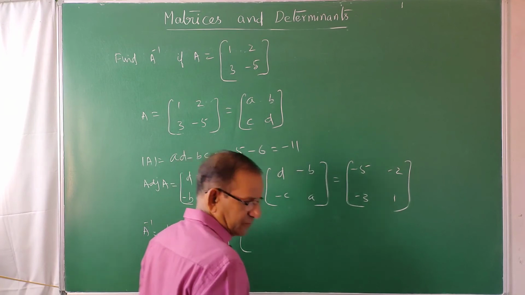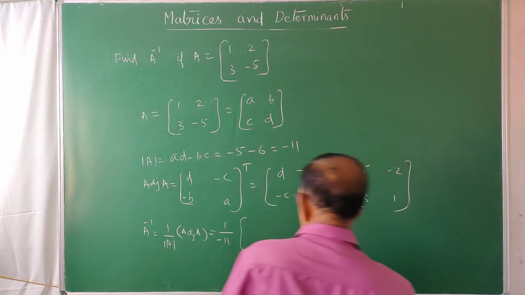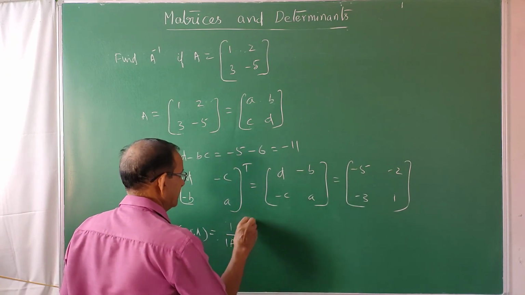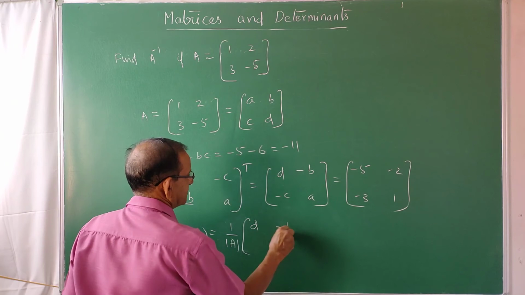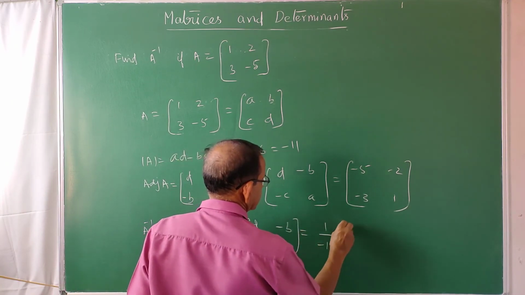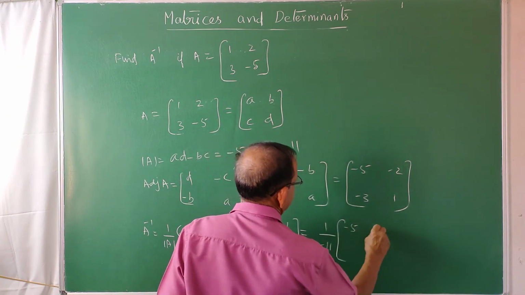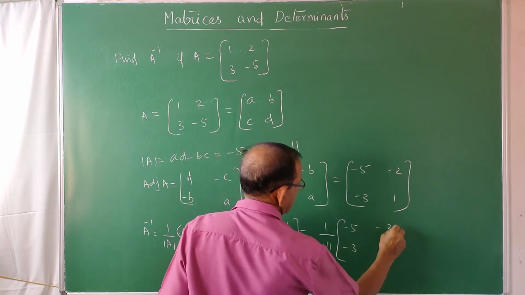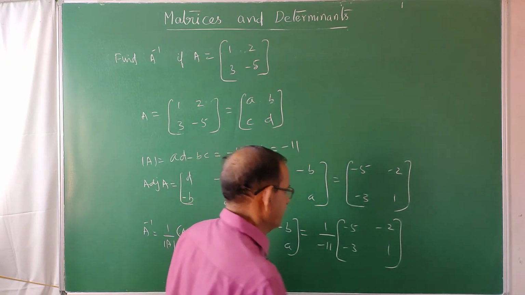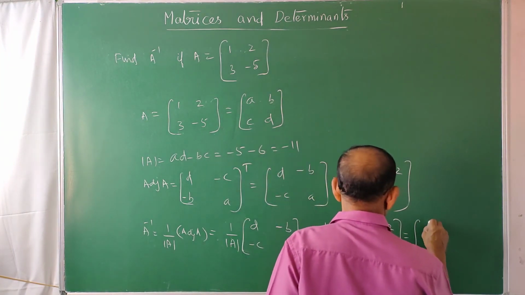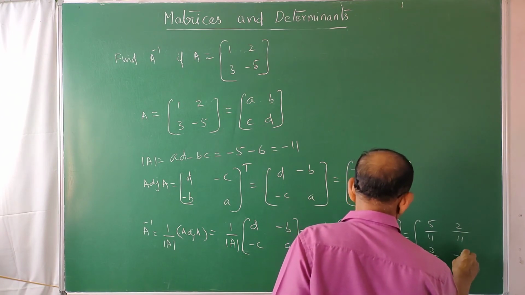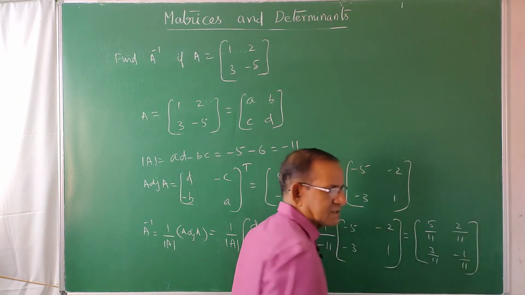First you have to write the formula. I will write this one. That is 1 by det A into, you have to write d, minus b, minus c, a. That is 1 by minus 11 into minus 5, minus 2, minus 3, 1. Multiply all the 4 elements with minus 1 by 11. That is equal to plus 5 by 11, plus 2 by 11, 3 by 11 and minus 1 by 11. So this is the inverse of A.